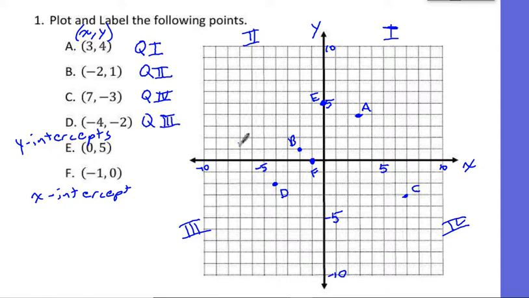Point E is on the y-axis. This is not in the first quadrant or the second quadrant, it's on the boundary. So we'll say on the y-axis, not in a quadrant. And point F is on the x-axis, again between quadrants 2 and 3. So it's not in one of those quadrants, it's just on the x-axis.